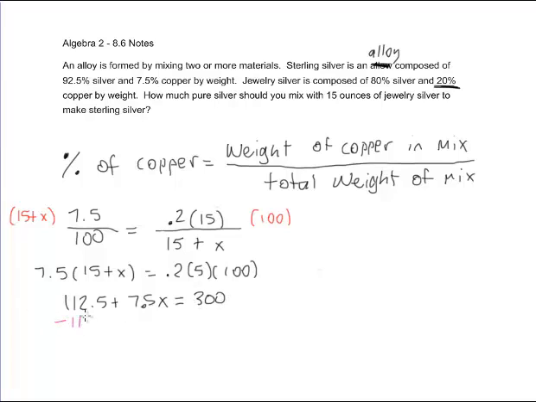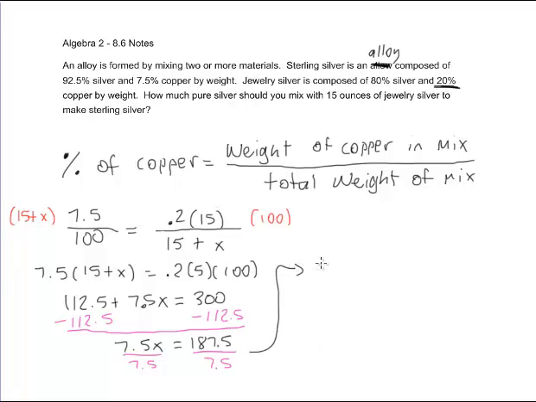Subtract your 112.5. Now we're just in solve for x mode. So 7.5x is equal to 187.5. Divide both sides by 7.5. And your new answer is going to give you that missing value of x. So x is equal to 25. And since x is equal to 25, this is how many ounces of silver need to be added to get the right alloy.